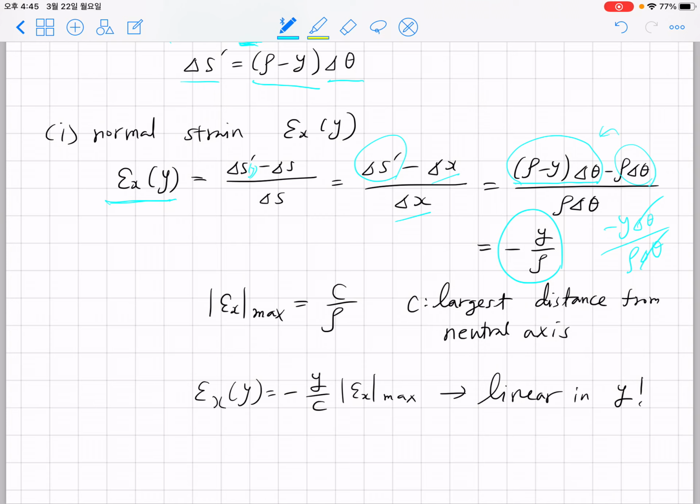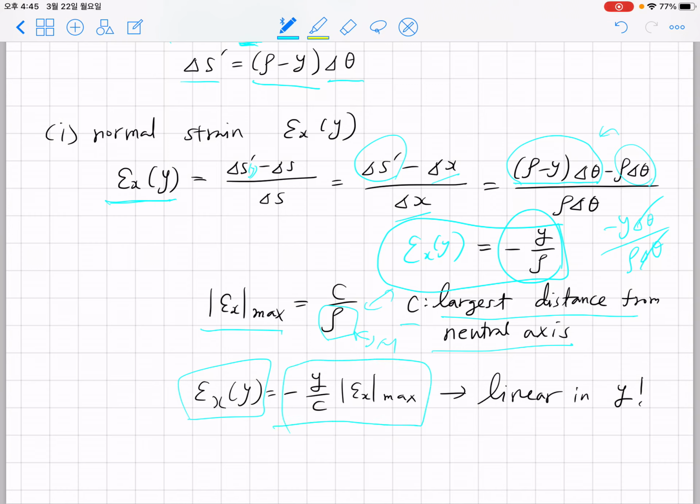Okay, so until now we don't know what this value is. We're gonna make a connection between rho and M later, but suppose that we happen to know this rho, then epsilon x max can be written as minus c over rho. C is the largest distance from the neutral axis, and epsilon x as a function of y can be written as minus y over rho. And if we write down epsilon x in terms of the maximum strain by combining these equations, you can make this kind of equation.